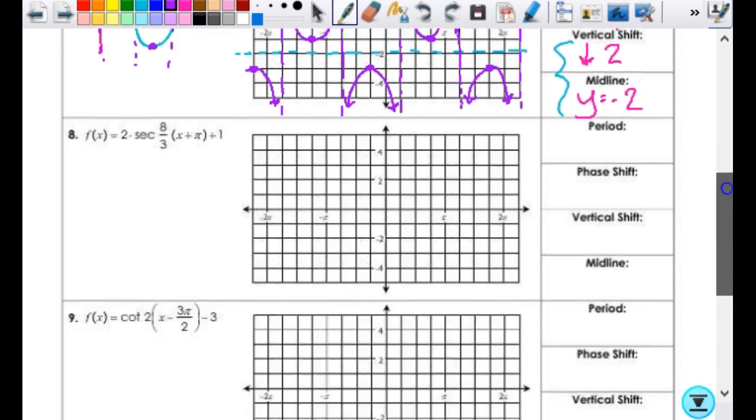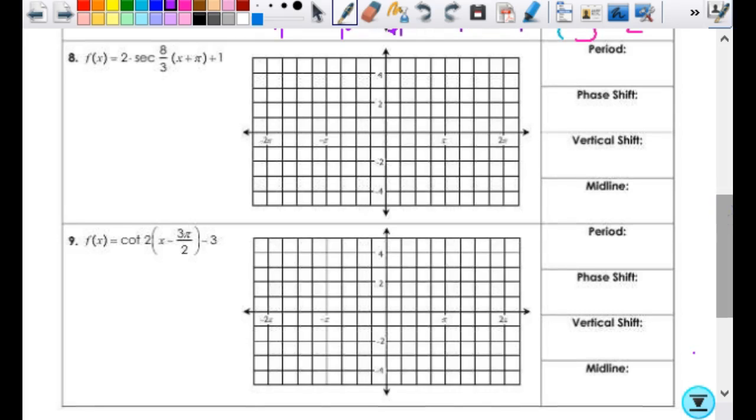Okay, let's look at the next one. So this is secant, which is the reciprocal of cosine. So I'm going to sketch a cosine here. And what's the period for this one? 3 pi over 4. Good. Now, does everybody know where we're getting these from? These magic numbers. Speak now if you do not.